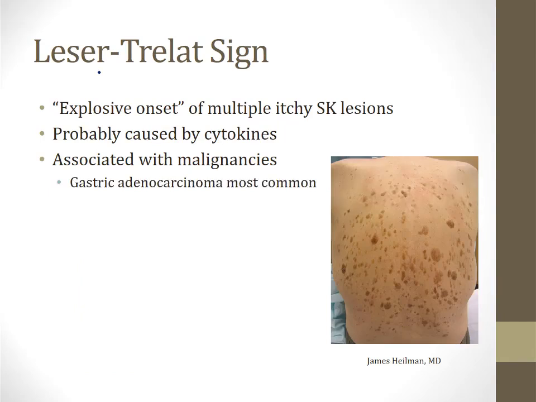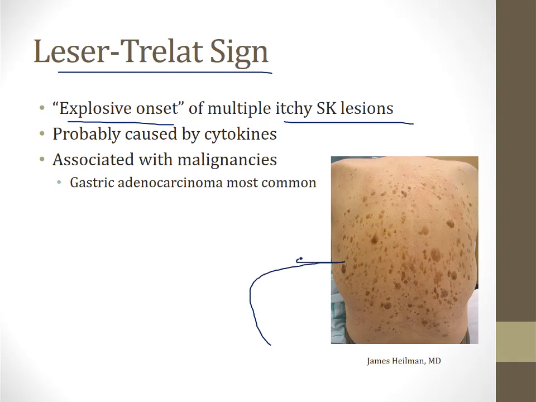There is a rare clinical finding that you should be familiar with for your board exams because it tends to come up in board questions. It's called the Leser-Trélat sign. This is the explosive onset of multiple itchy seborrheic keratosis lesions. This is an example of what it looks like on the screen here. So you can imagine a patient who did not have any seborrheic keratoses who suddenly develops all of these lesions on his back. That is what the Leser-Trélat sign looks like.